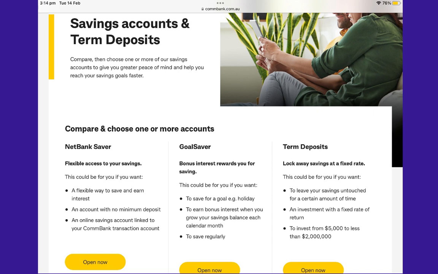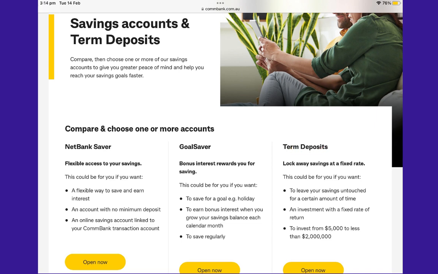The other is what's called a term deposit. And a term deposit locks away your savings at a fixed rate of interest. The difference in the interest is that you get a higher fixed rate of interest with a term deposit than you do with a savings account. That's the benefit. The disadvantage is that you can't get your money. You can't go to the ATM. You can't access your money.